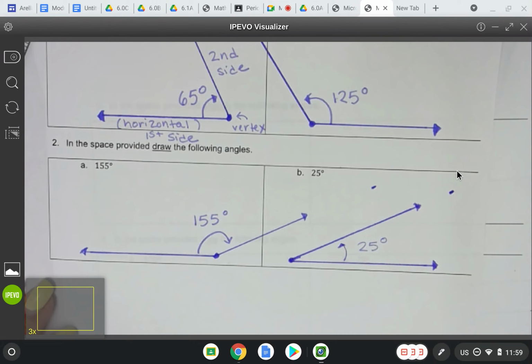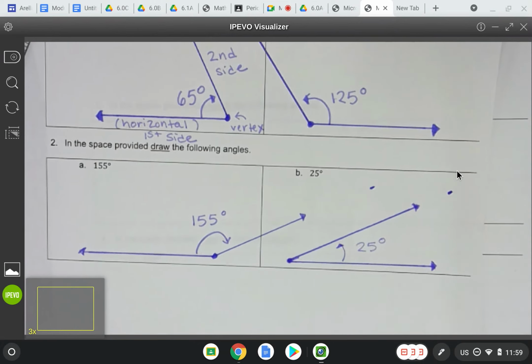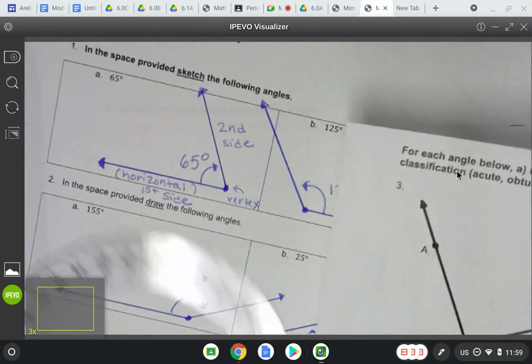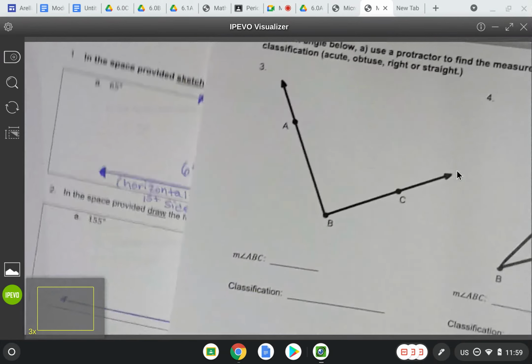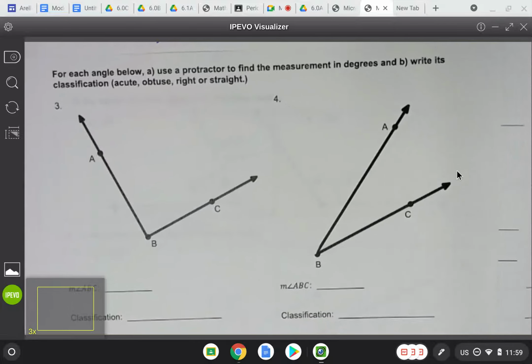Okay, so that's drawing angles on this first page. Now we're going to go to page 15, and we're going to measure angles and classify them.